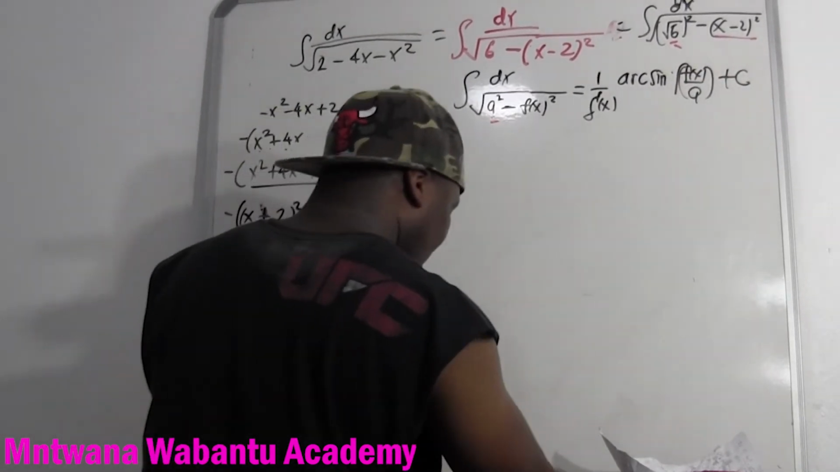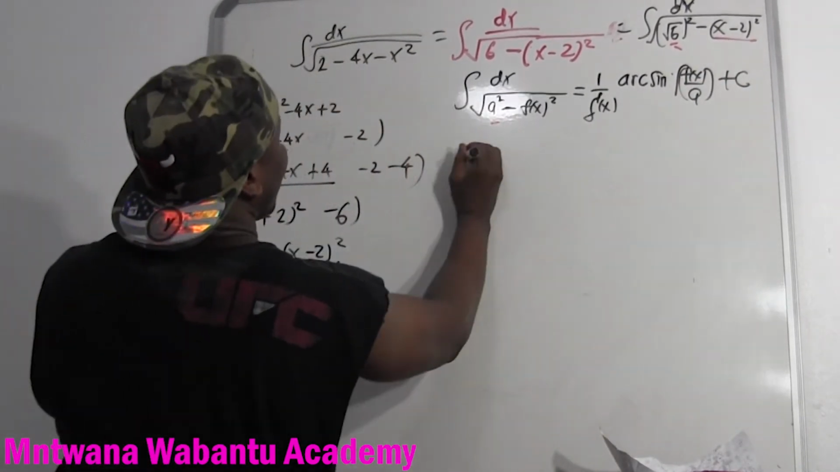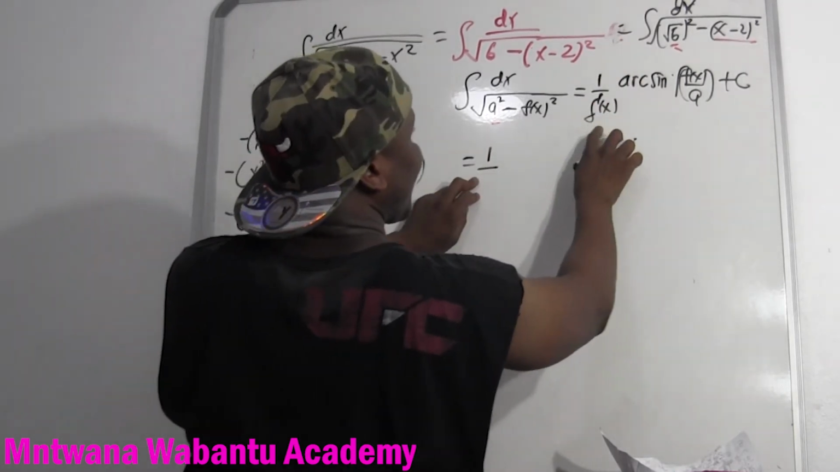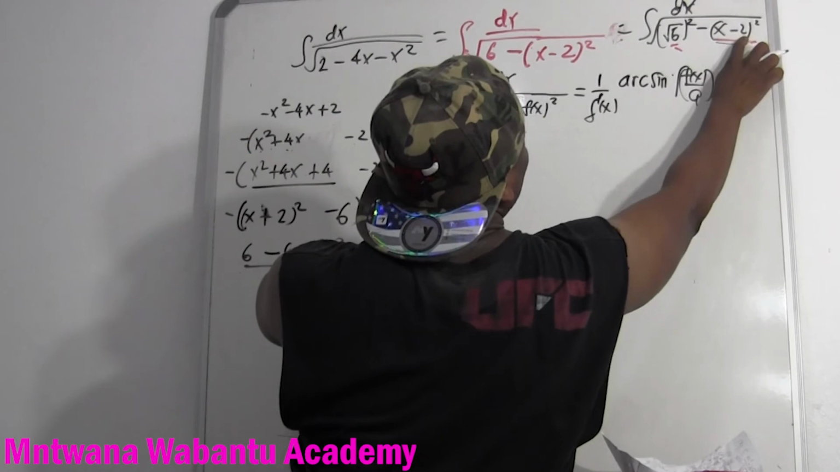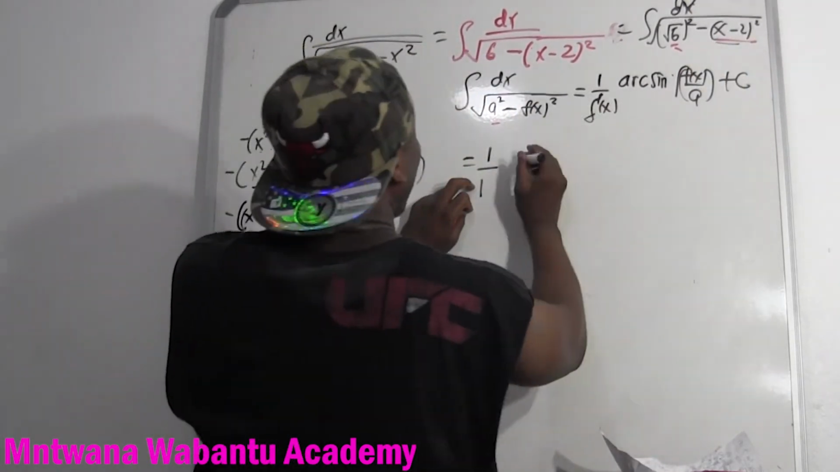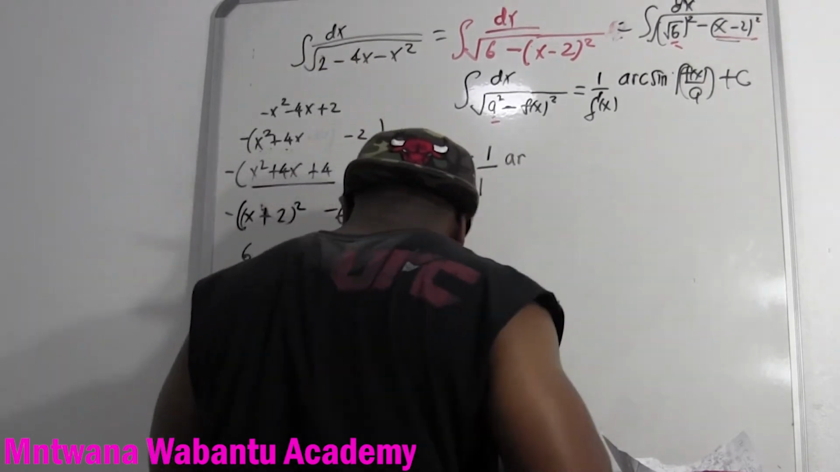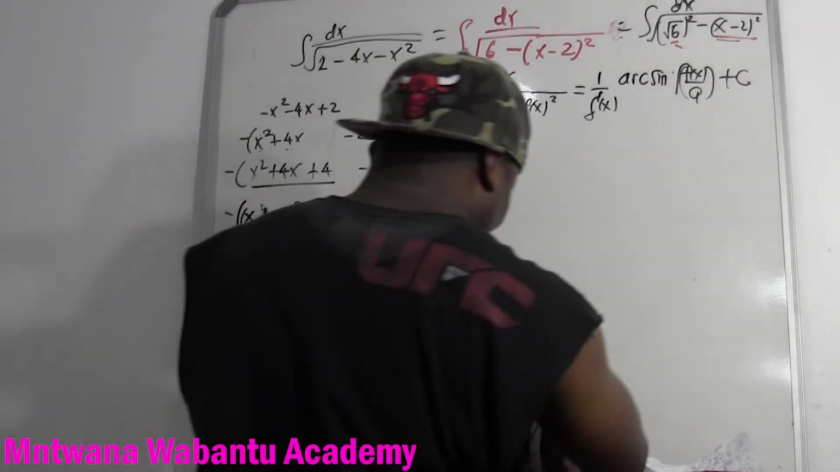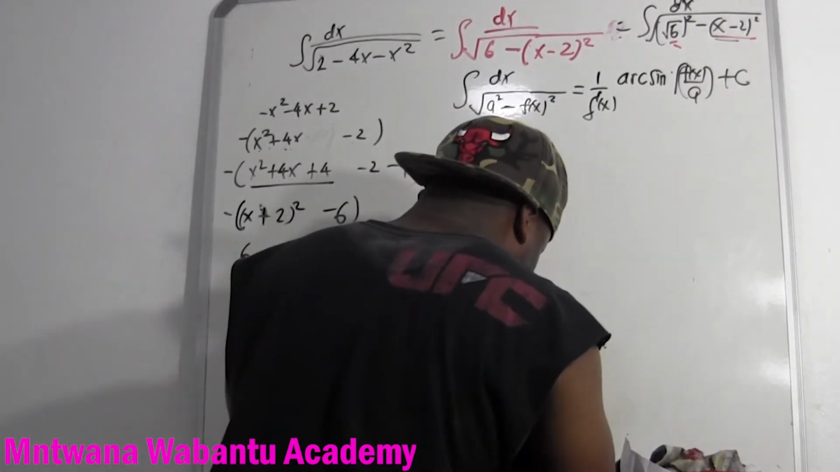So what I'm going to do, I'm going to say 1 over, differentiate f of x. These are f of x. When you differentiate x minus 2, you get 1, because when you differentiate x it equals 1. Now comes the arc sine. My pen is finished, guys. Man, I want to continue, my pen is finished. Come on, man.